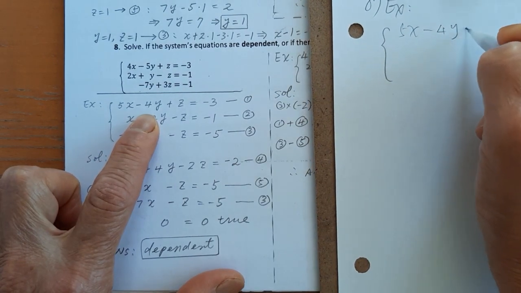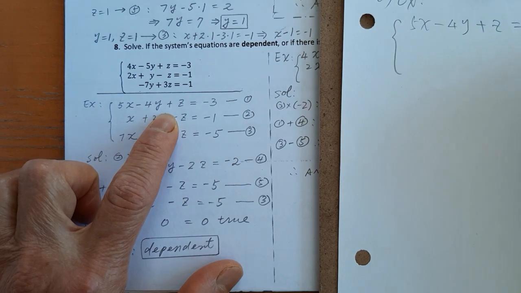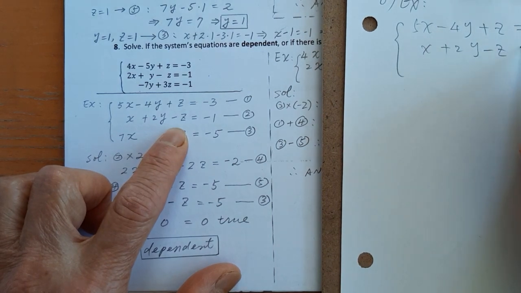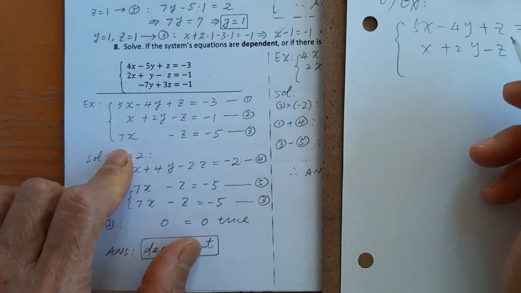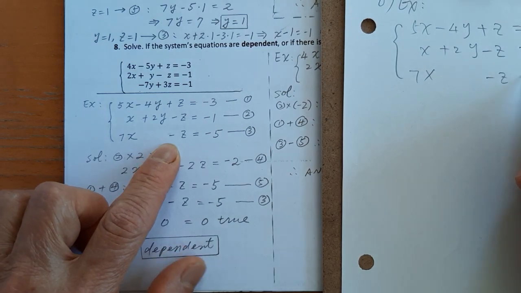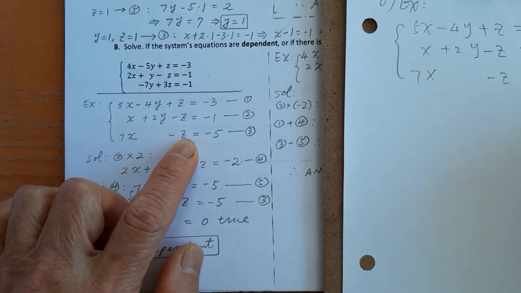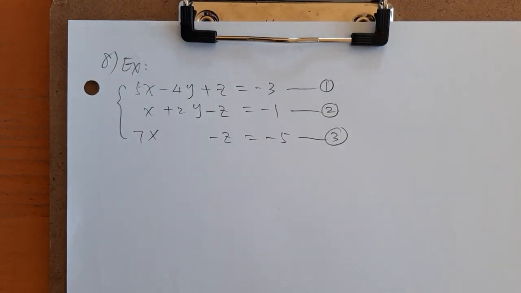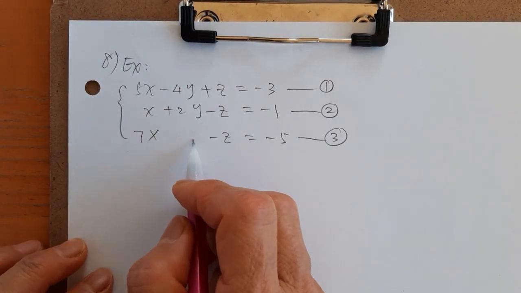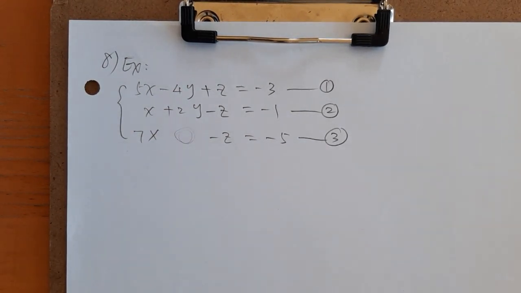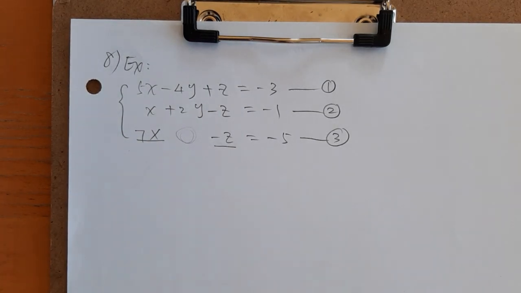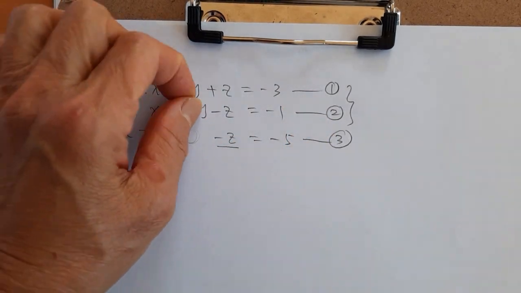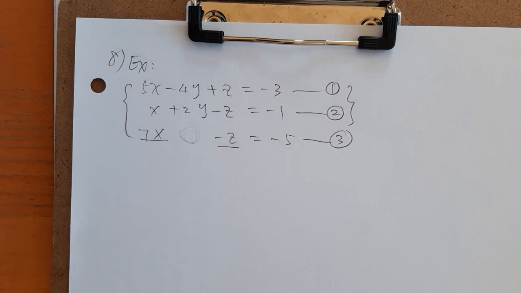5x minus 2y plus z equals negative 3. That's the first equation. x plus 2y minus z equals negative 1, second equation. 7x minus z equals negative 5. That's the third equation. Now here, since in the third equation there's no y term, only x and z, you can use the first and the second to eliminate y and get another equation that also has no y term.